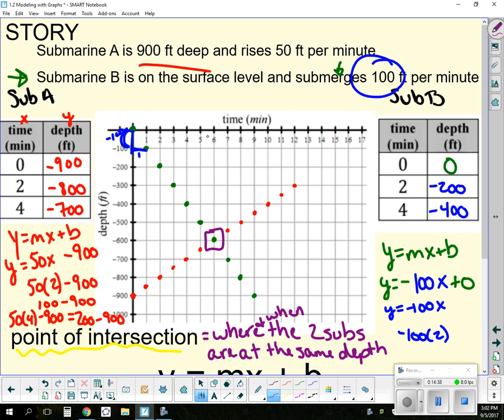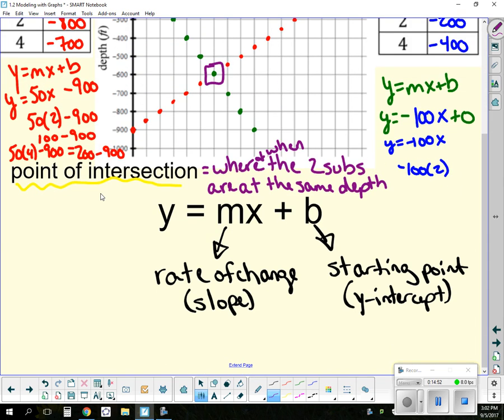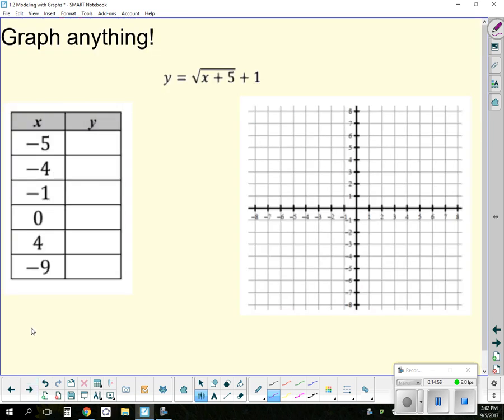What would the x-intercept represent? The x-intercept represents when the submarine is at surface level, when it hits the surface, or here where it started at the surface. Okay? Next problem. We can use these methods to do story problems like we just did in the last two problems, or we can also use this to graph anything you want.